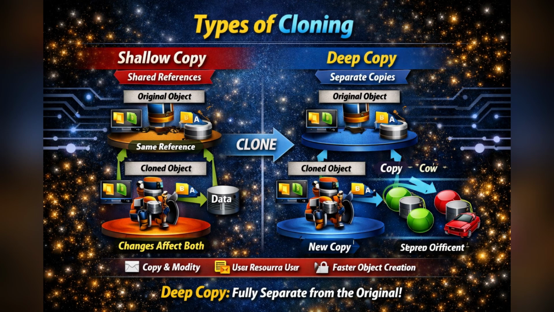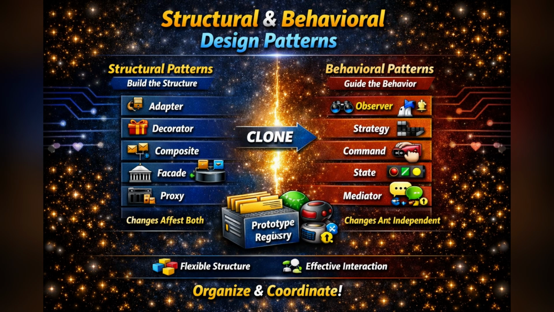There are two types of cloning: shallow copy, where the original and clone share the same references, and deep copy, where the clone has completely separate memory. In deep copy, changes to the clone do not affect the original object. So, in this video, we covered factory pattern, singleton pattern, builder pattern, prototype pattern. In the next video, we'll explore structural and behavioral patterns.